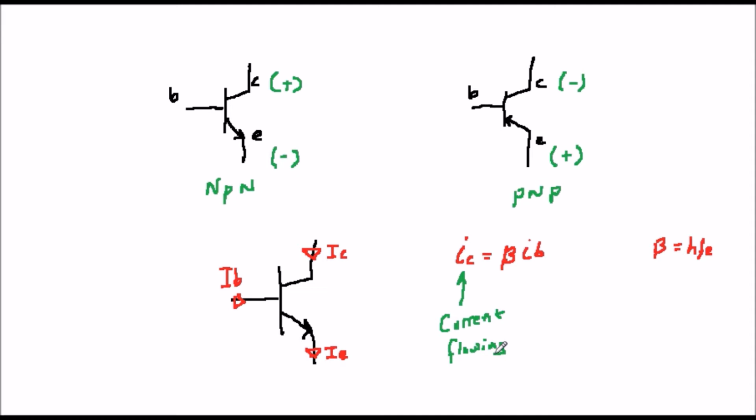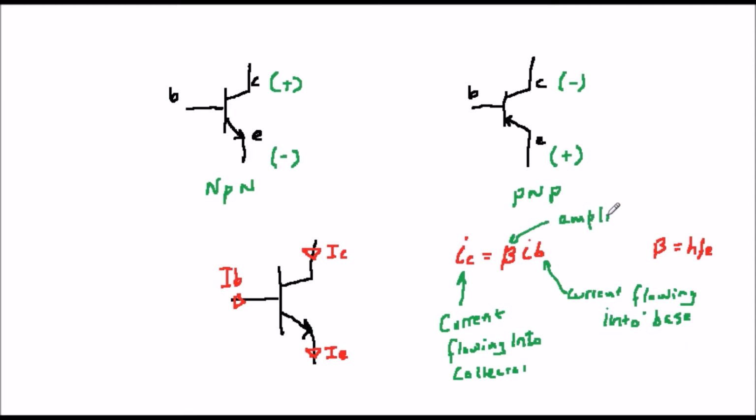We can write an equation for the action of a transistor as IC equals beta times IB, where IC is the collector current, or the current flowing into the collector, beta is the transistor current gain or amplification, and IB is the base, that is the control current. In some books you'll find that another symbol, HFE, is used instead of beta.